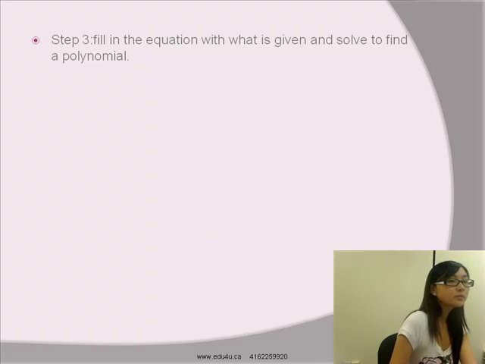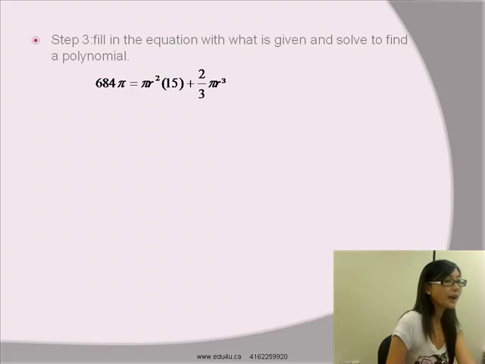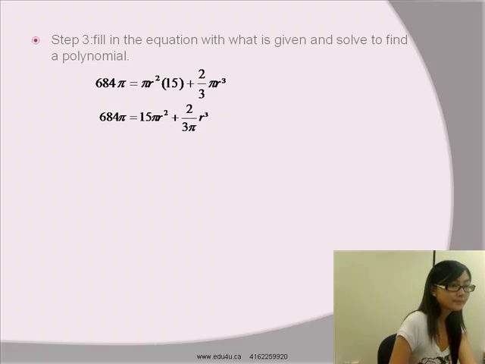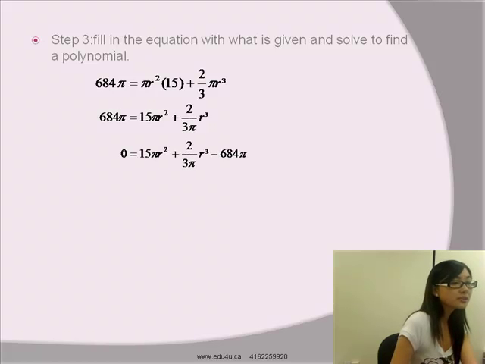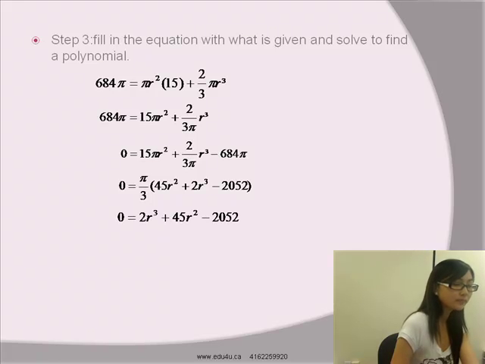In the next step, we can fill in what was given and solve to find a polynomial. So that would be 684 pi equals pi r squared times 15, which is the height, plus 2 over 3 pi r cubed. And if we keep on solving, we will get 0 equals 15 pi r squared plus 2 over 3 pi times r cubed minus 684 pi. And if we keep on solving, we will get 0 equals 2r cubed plus 45r squared minus 2052.